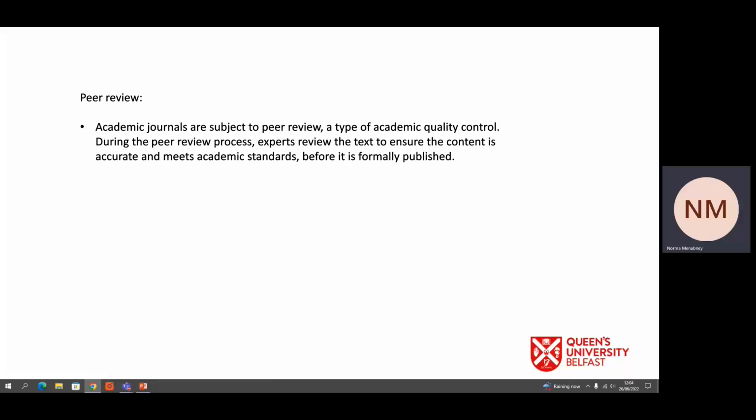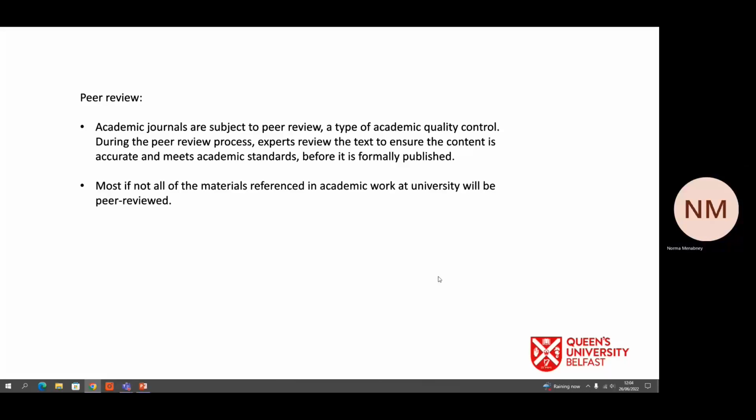An editorial board will exist, whereby the experts are academics and professionals in the field, in practice, in industry, and before the articles are approved for publication, they are looked at and scrutinised by these experts on the editorial board. That way, we can be sure that the academic journals that are peer-reviewed are of the standard that we do not need to question. Most, if not all, the materials that are referred to in university work will be peer-reviewed. But there are other types of materials that you may want to use, and these will be discussed.